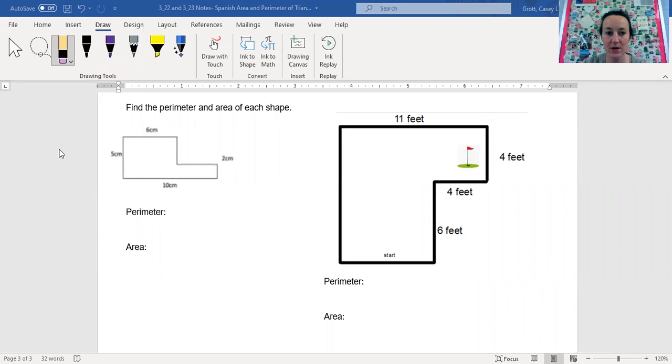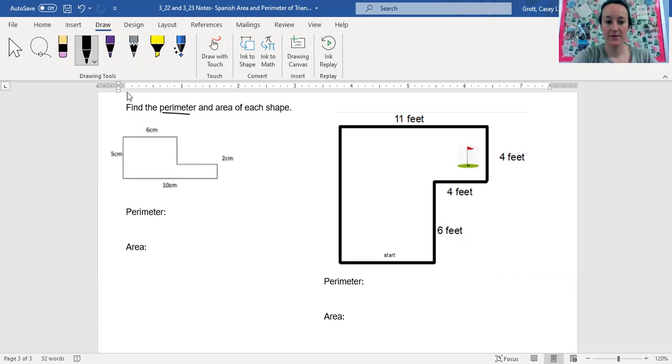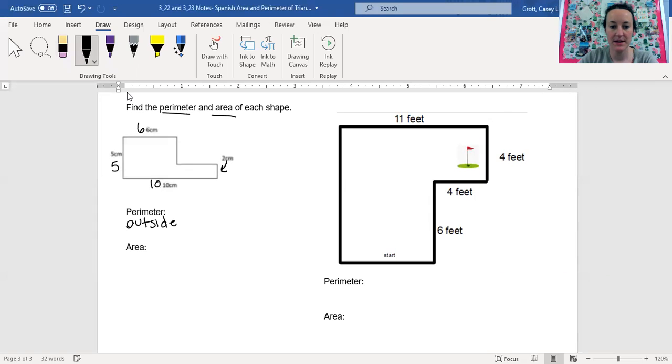All right, we're going to focus on finding perimeter and area of weird looking shapes or irregular shapes. If we take a look, perimeter is going to be the outside. So I have 5 on the outside, I have 6 on the outside, I have 10 on the outside, and this 2 is coming down here.